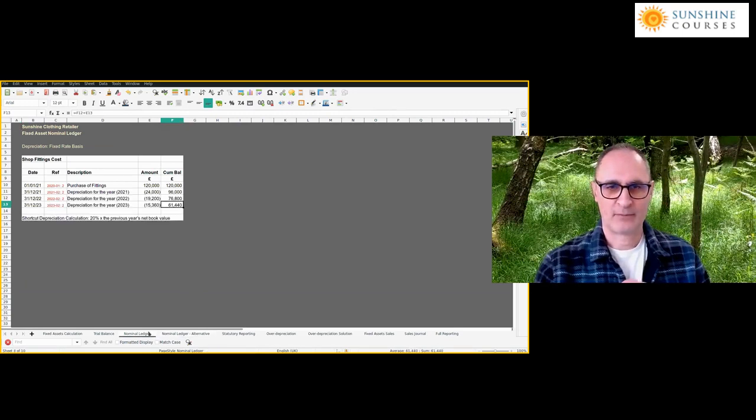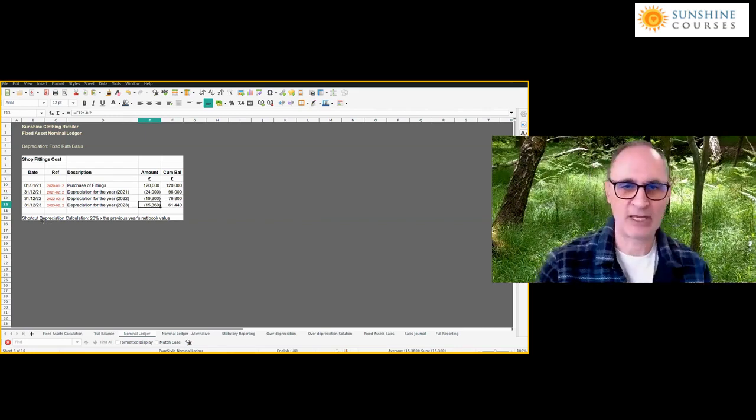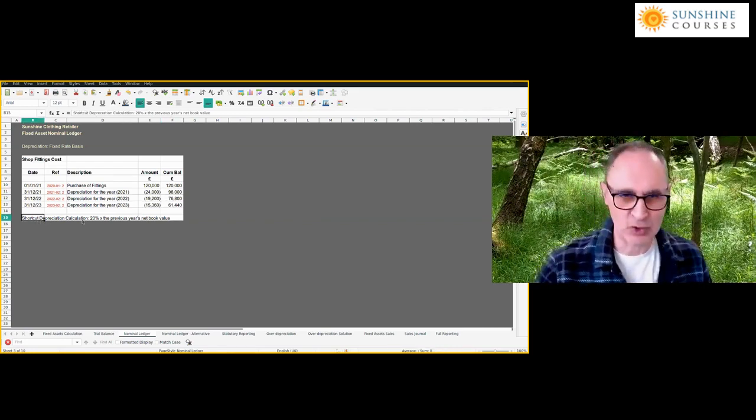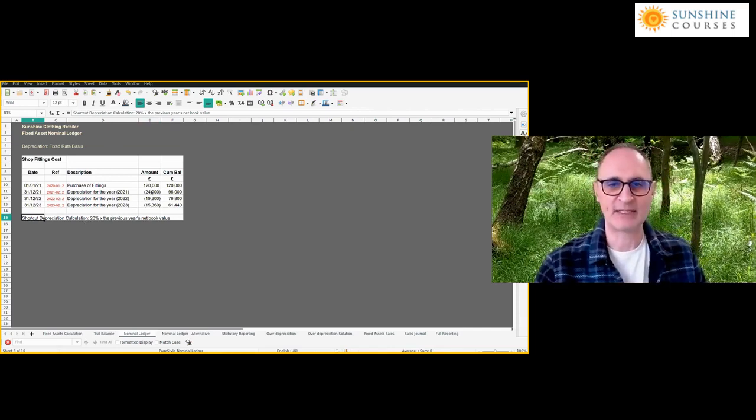But if we're doing this with the reducing balance, when it comes to using the computer, it's quite easy to get the calculation of what depreciation should be, because it's always based on what this cumulative balance is. And it's very easy to do the calculation. The shortcut calculation for depreciation is simply 20% of the previous year's net book values.